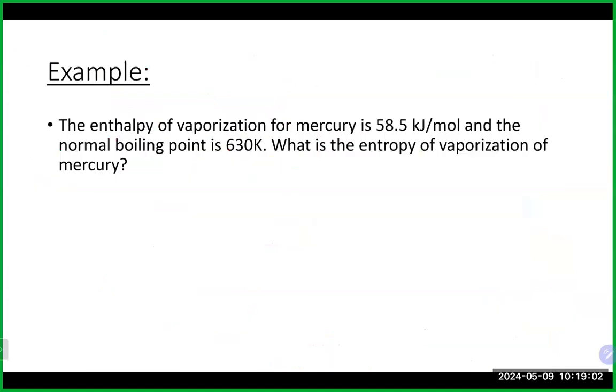So why don't you try one here? The enthalpy of vaporization for mercury is 58.5, and the normal boiling point is 630 Kelvin. What is the entropy of vaporization for mercury?